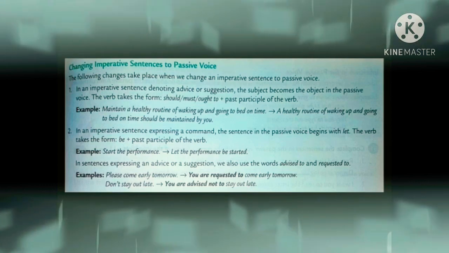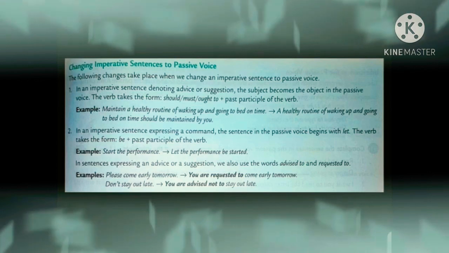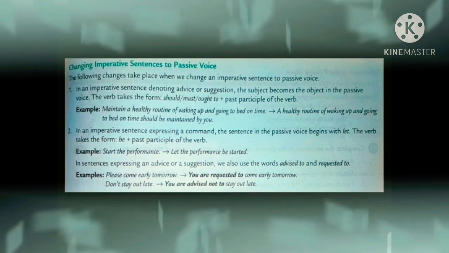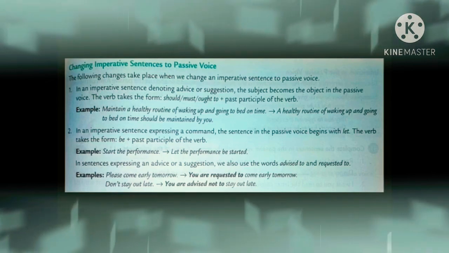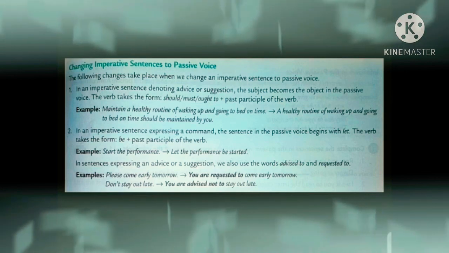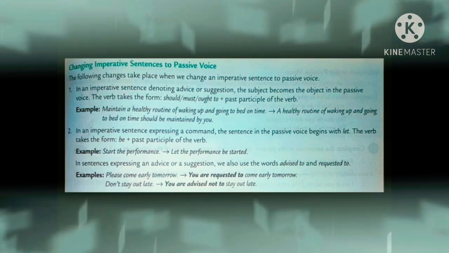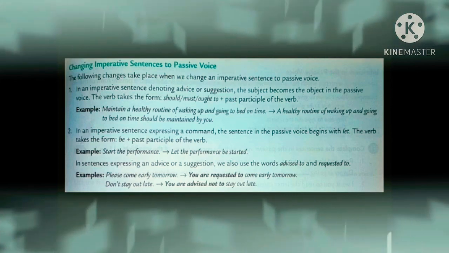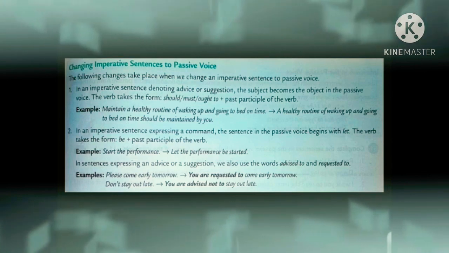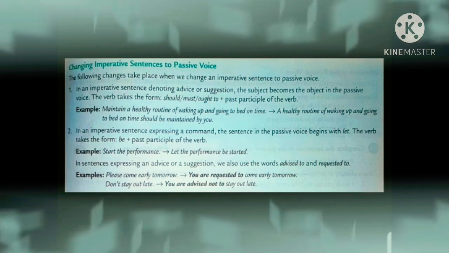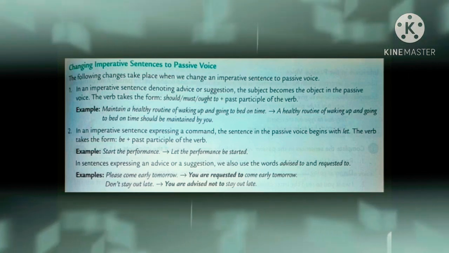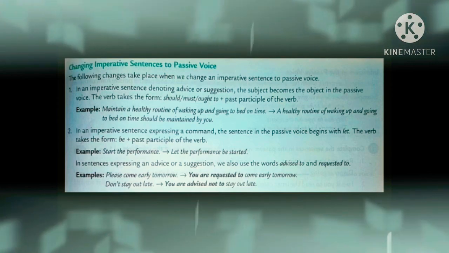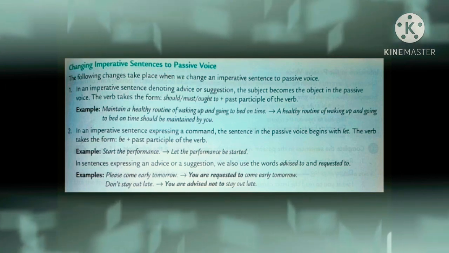Number 1. In an imperative sentence denoting advice or suggestion, the subject becomes the object in the passive voice. The verb takes the form should, must, ought to plus past participle of the verb. Example: maintain a healthy routine of waking up and going to bed on time. When we convert it, it will become a healthy routine of waking up and going to bed on time should be maintained by you. You can see that we have used should be and the third form of the verb in the converted sentence. Number 2.